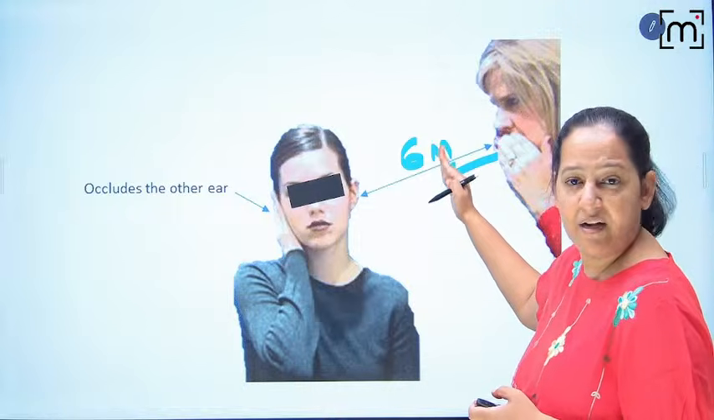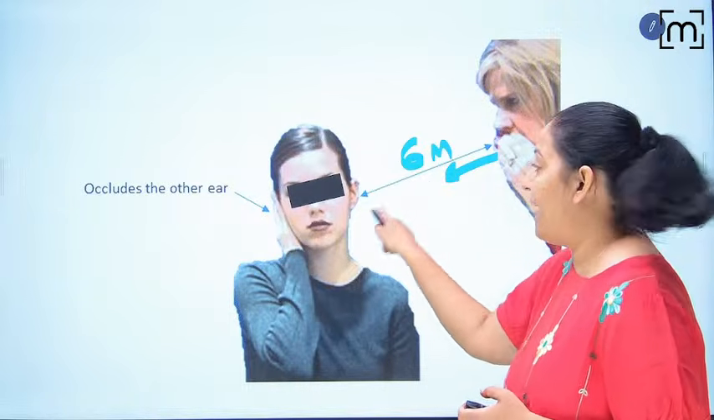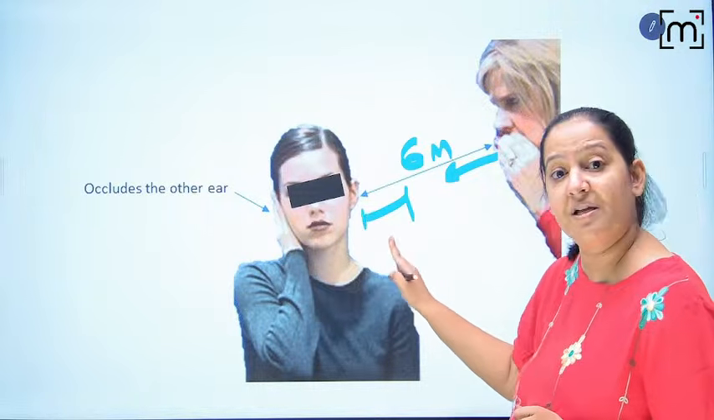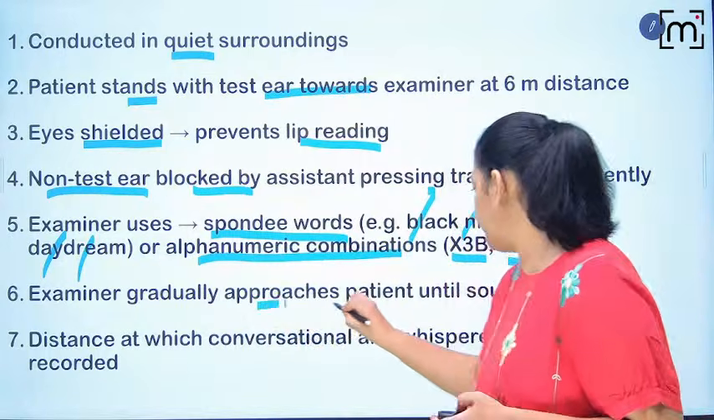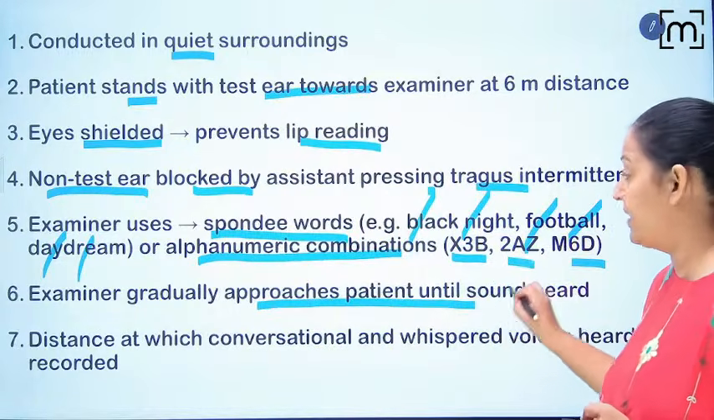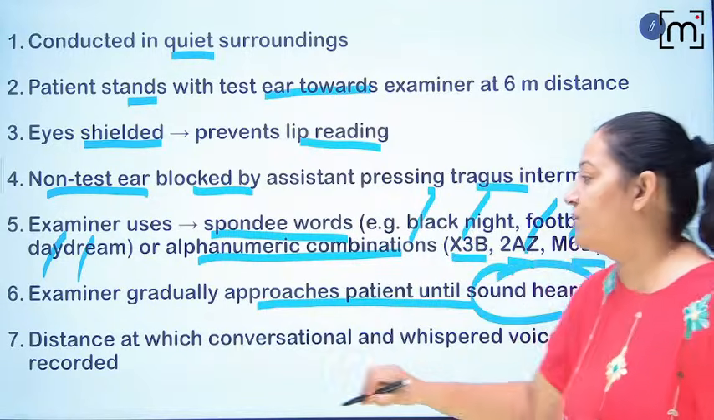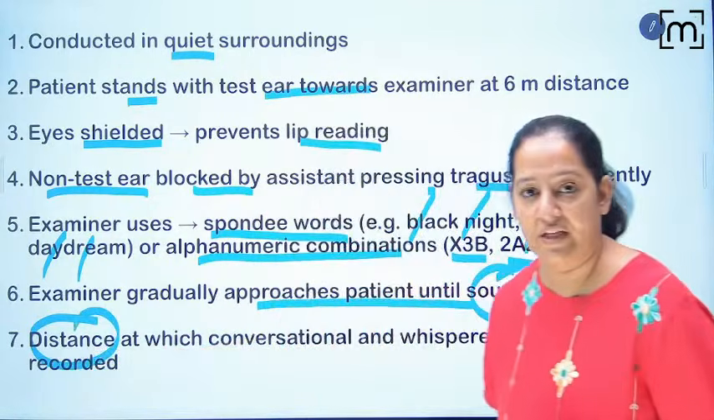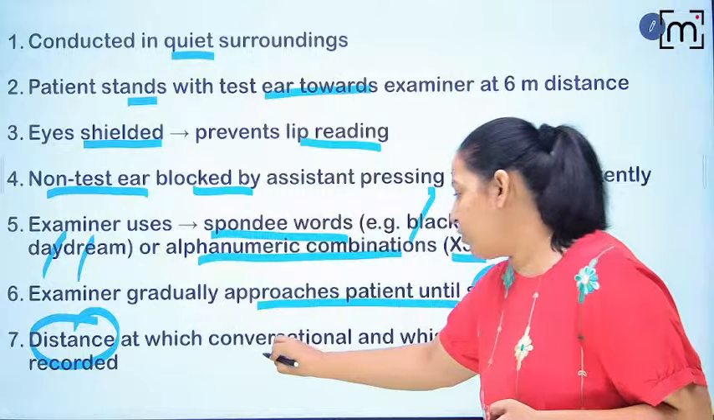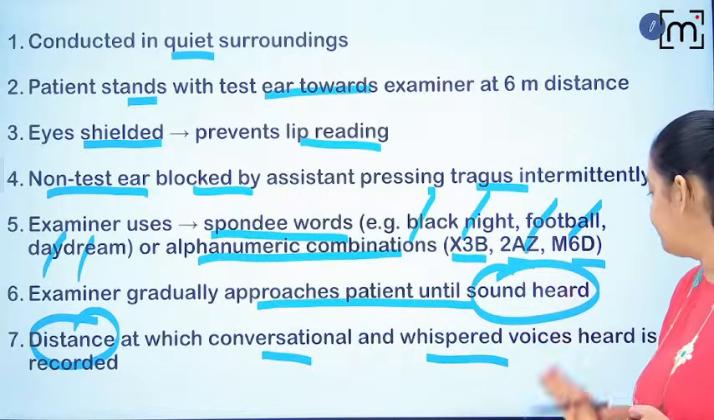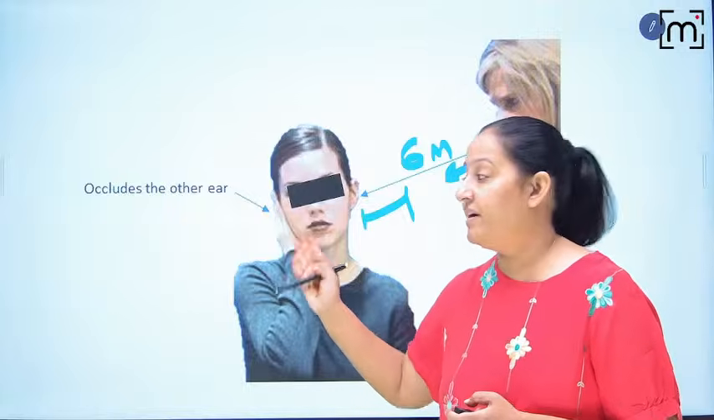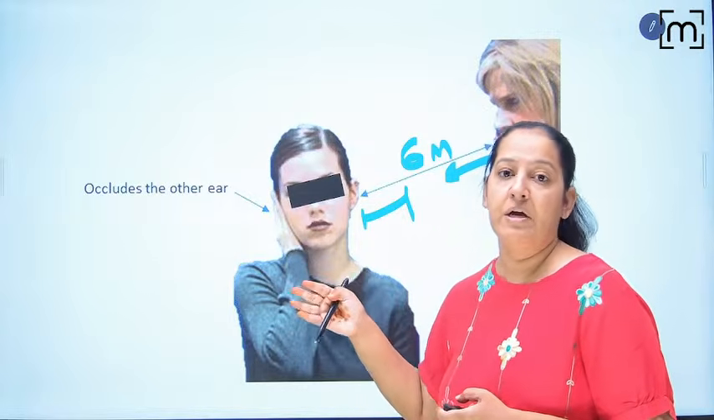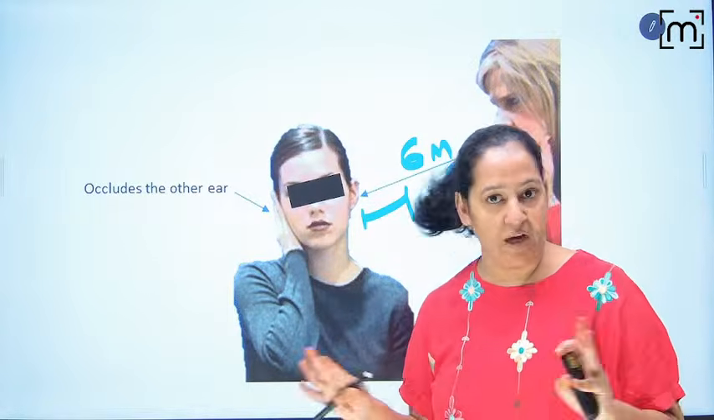If the patient still can't hear, move even closer. And mind the distance at which the patient is repeating the words clearly and correctly. So the examiner gradually approaches the patient until the sound is heard. The distance at which both normal conversational and whisper sounds are heard should be recorded, and that will decide whether the person has mild, moderate, severe, profound or total hearing loss.